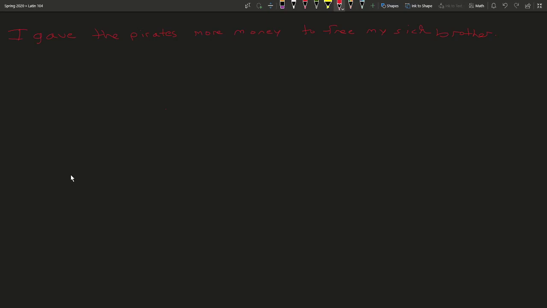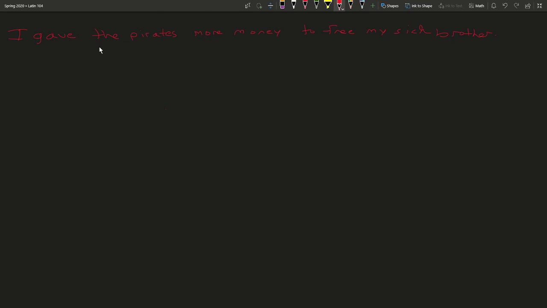Okay, so in this example, I just want to go over one more translation just to give you a sense of how we might go through an English to Latin translation with these gerunds and gerundives. So I'm just going to jump right into this and we will work through it. So let's just read the sentence first to get an overall idea of what's going on. So I gave the pirates more money to free my sick brother.